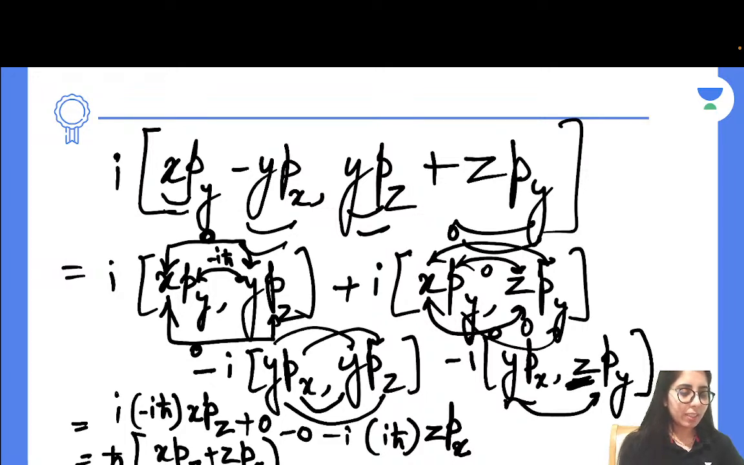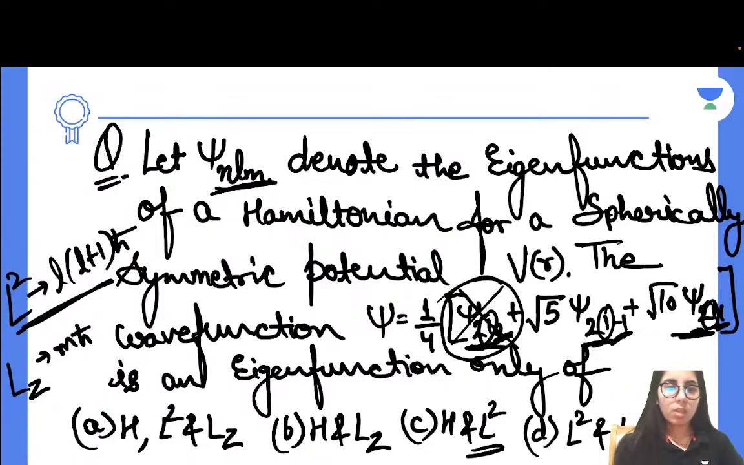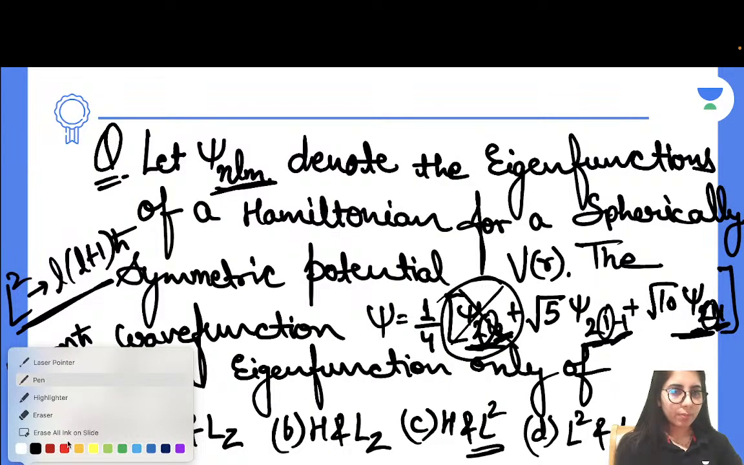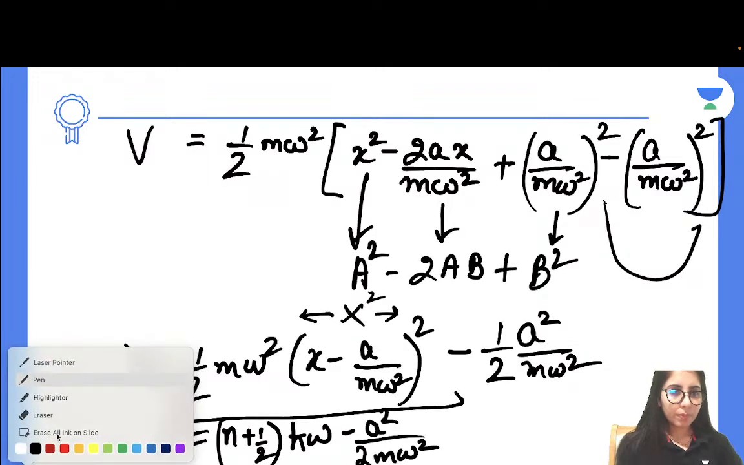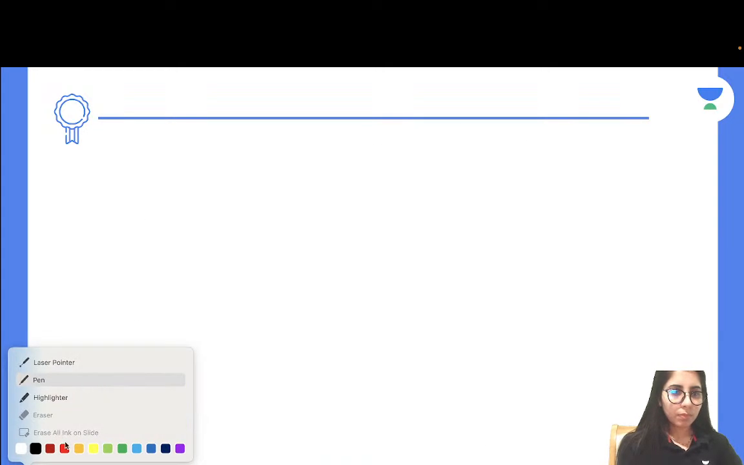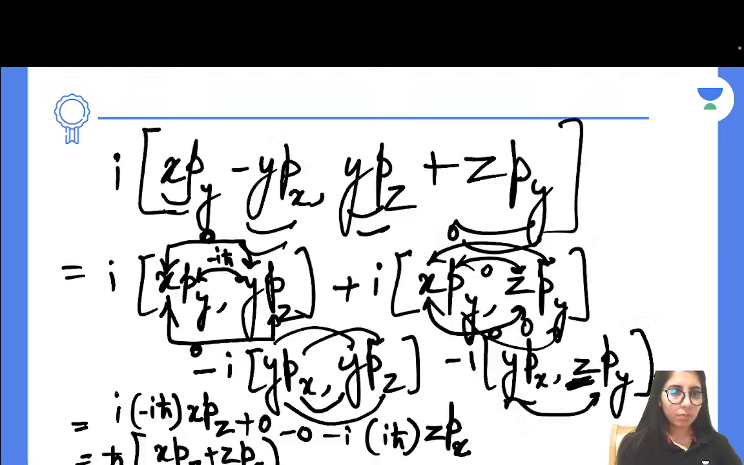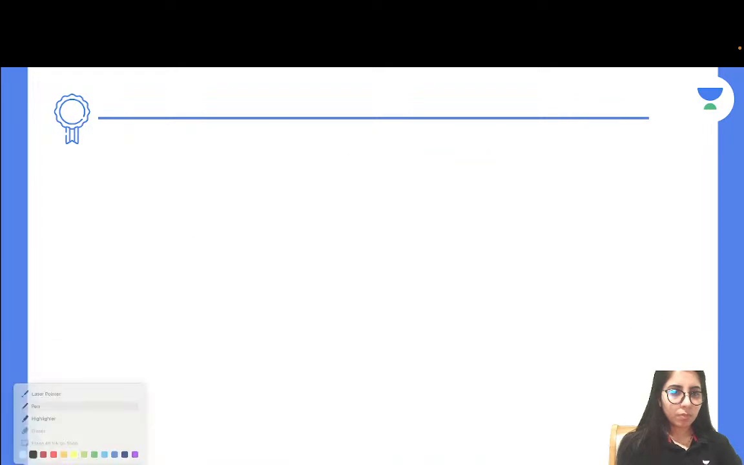Next question is ready. So we have to take a slide to make it clear. If you have any questions, you can surely ask that. Here it is. A particle is prepared in a simultaneous eigenstate.